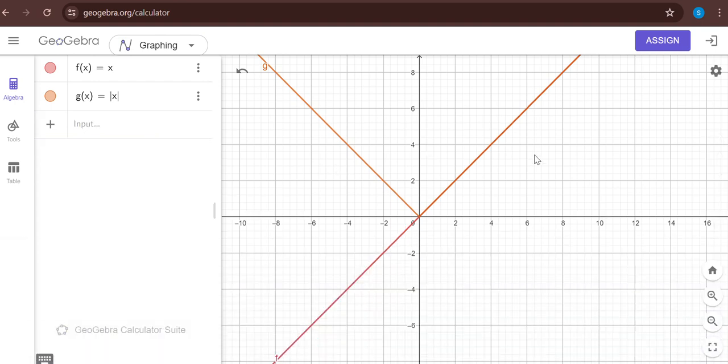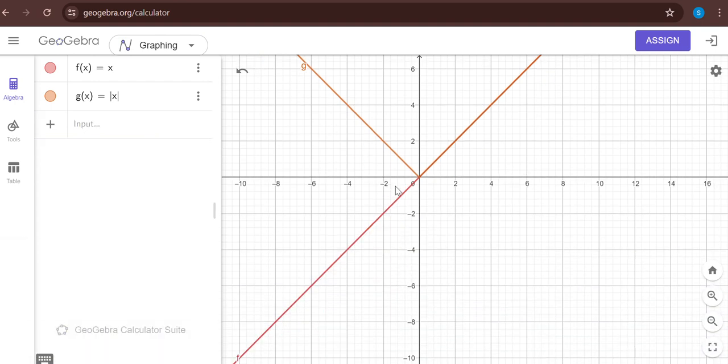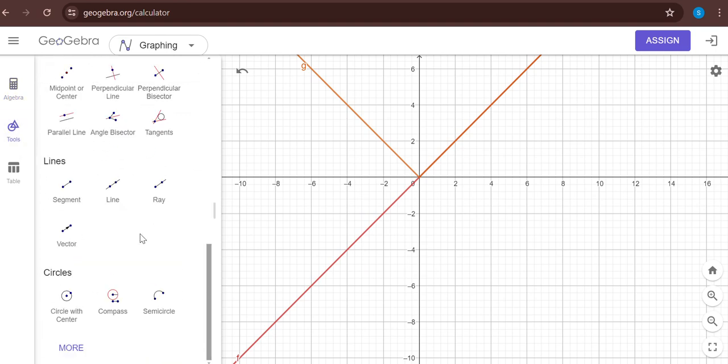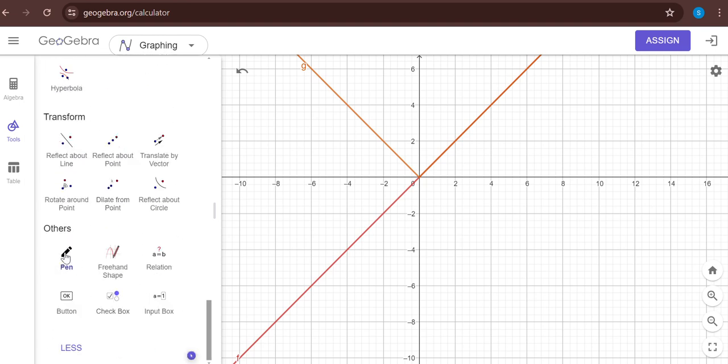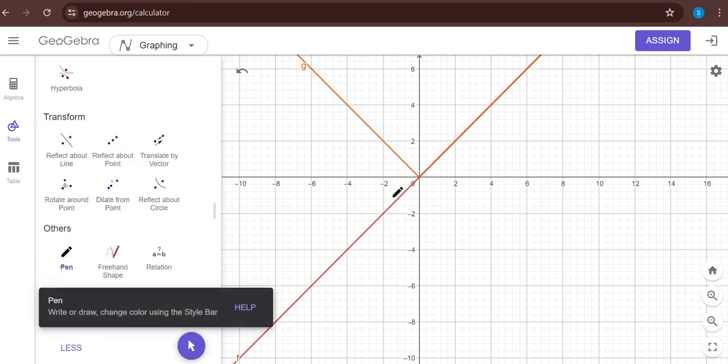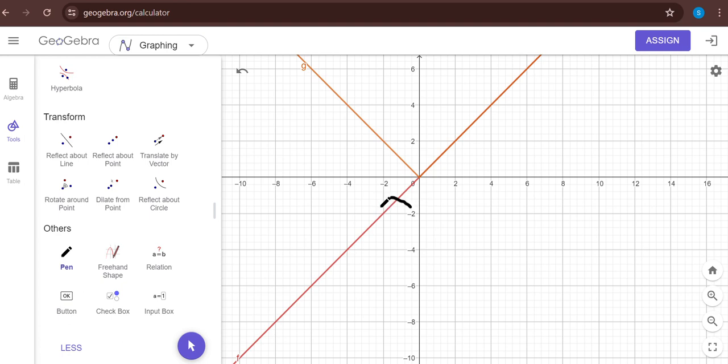Now coming to the core concept, how to draw. So let me go to the tools. Let me take the pen over here. Where is the pen? Yeah, I think it is here. It's a pen. So everyone, it's very simple. Look at here. This is our negative part. Negative part means below the x-axis is nothing but the negative part.